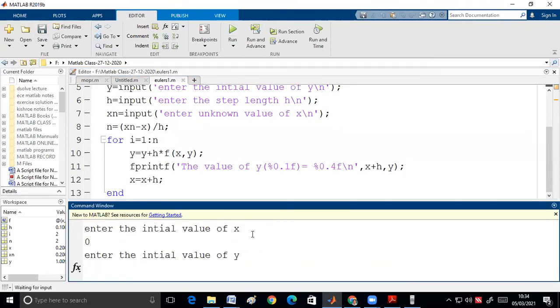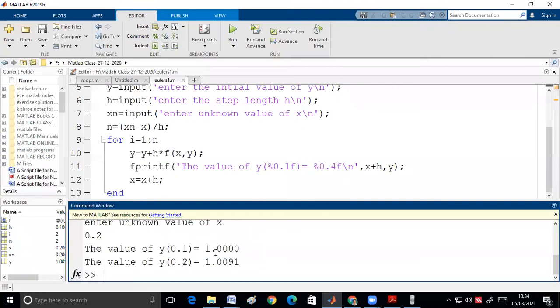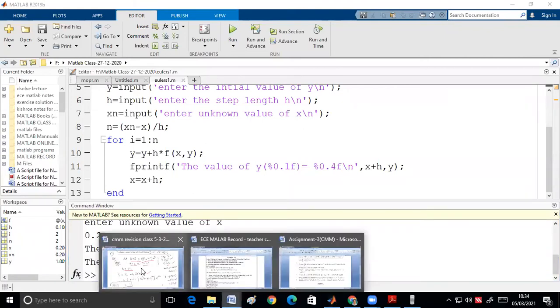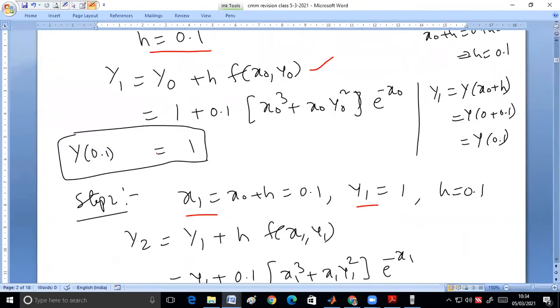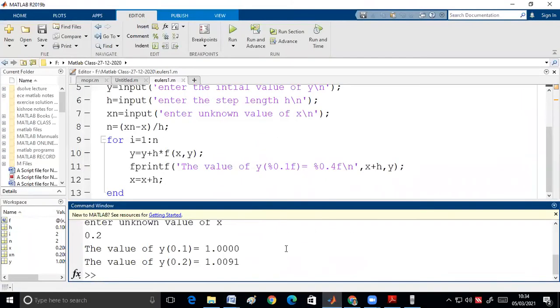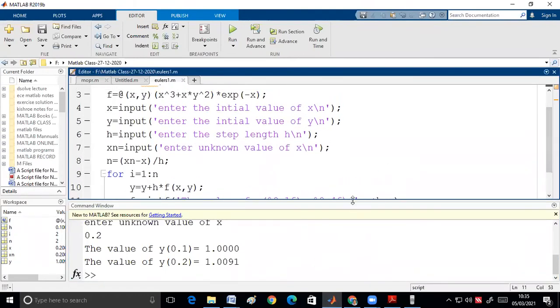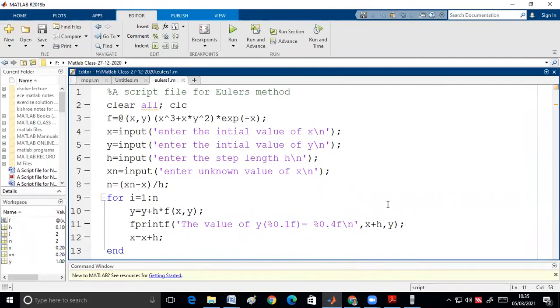Okay, I will repeat again. 0, 1, step length is 0.1, final value is 0.2. Now directly you will get the required values. Already known values: y of 0.1 is 1 and y of 0.2 is 1.0091. Directly we got the values. Do you understand this program? Very easy program.